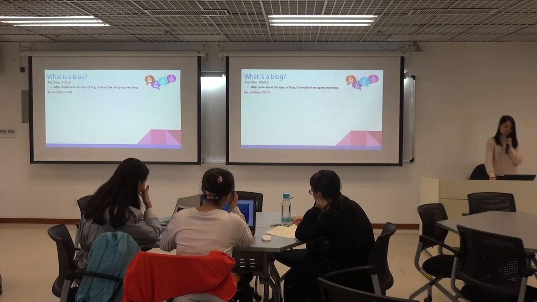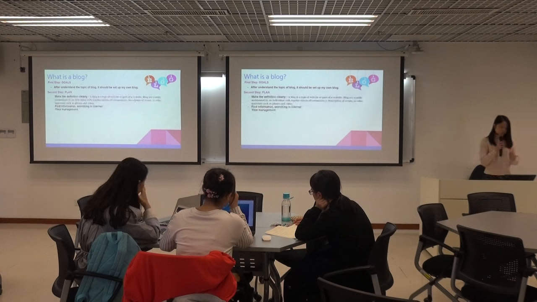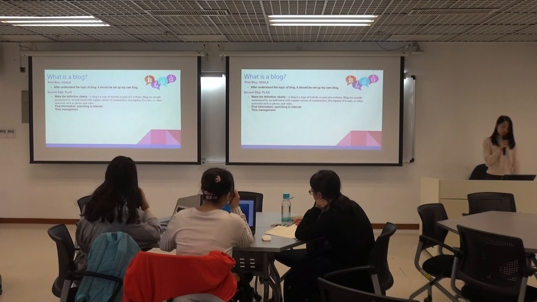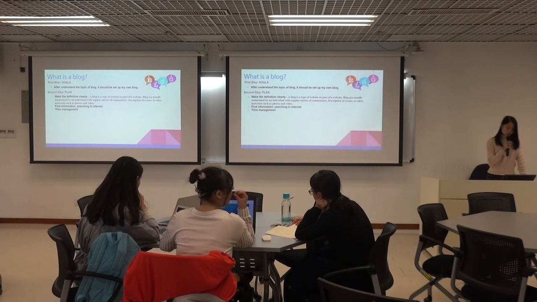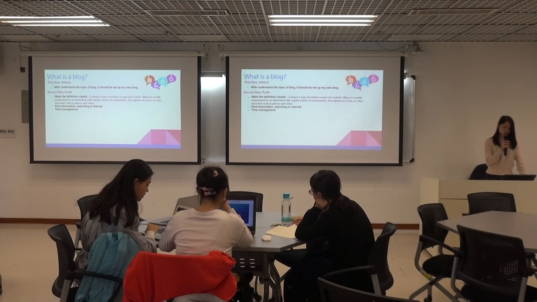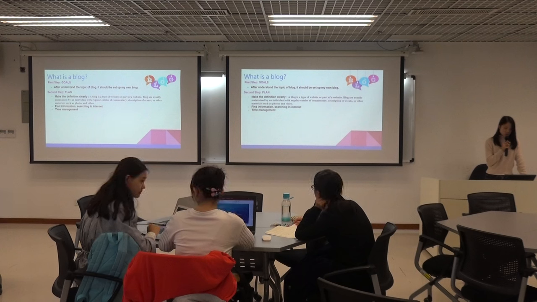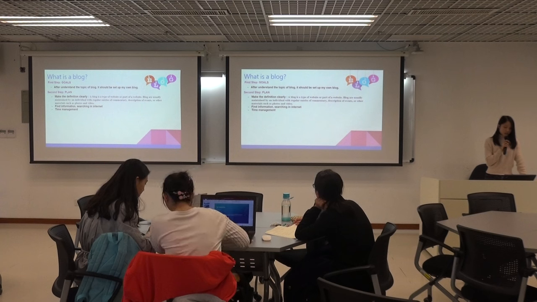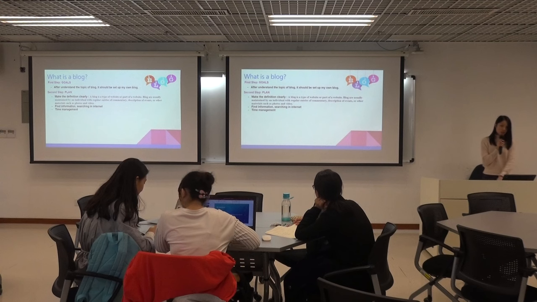And the second step is plan. So make the definition clear. A blog is a type of website or part of a website. Blogs are usually maintained by an individual with regular entries of commentary and some description of events or other materials such as photos and video. And the second one is I need to find information and I can search it on the internet. And the last one is time management.